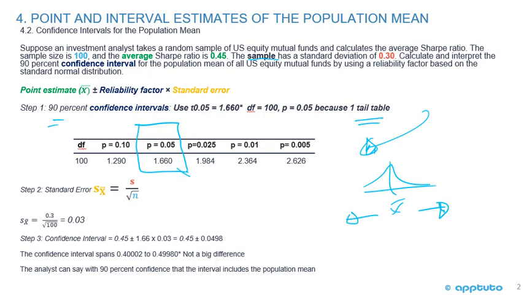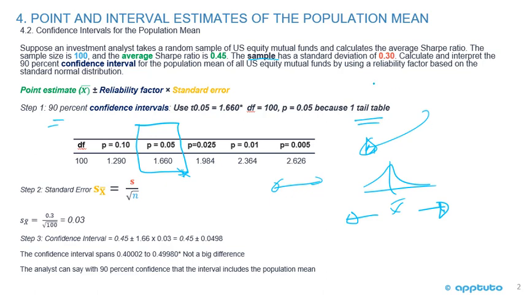So that gives us a little bit different number than the z-table. Recall, it's going to be a little bit higher. It's 1.66 on the t-table versus 1.65 on the z-table. So it's going to give us a little bit of a wider range when we use the t-table, and that's why they say that it's more conservative, okay?